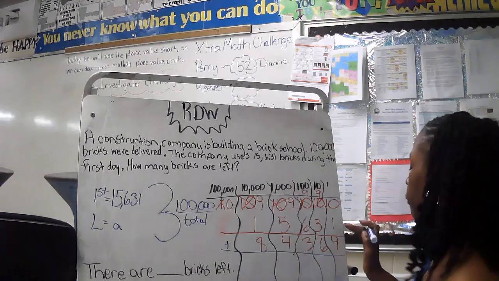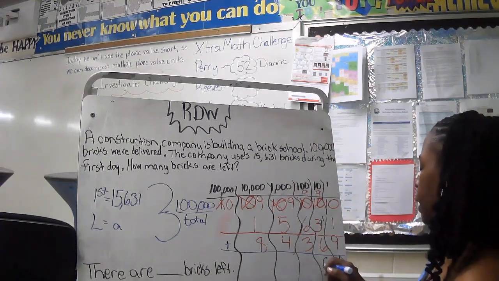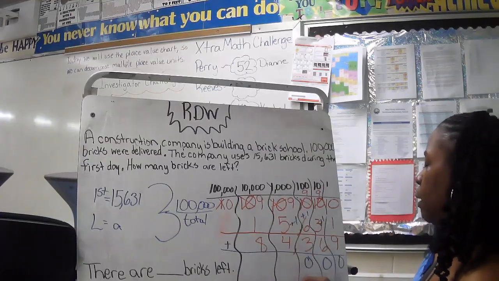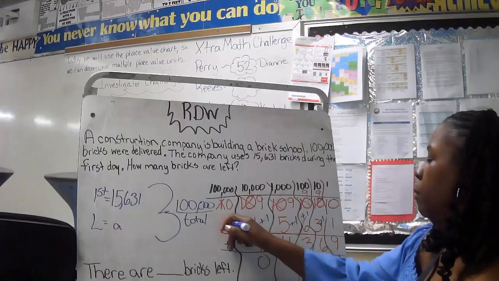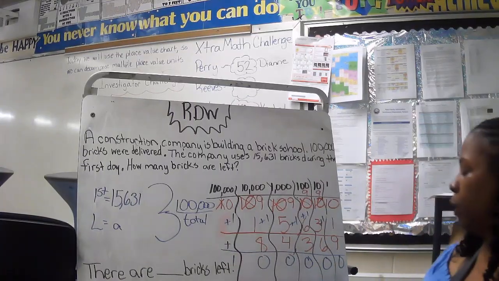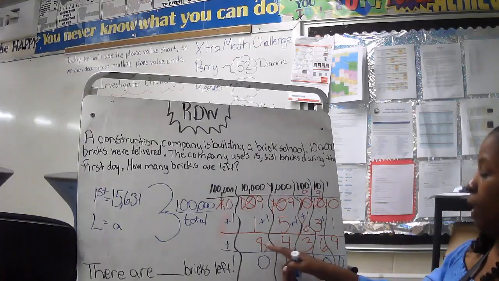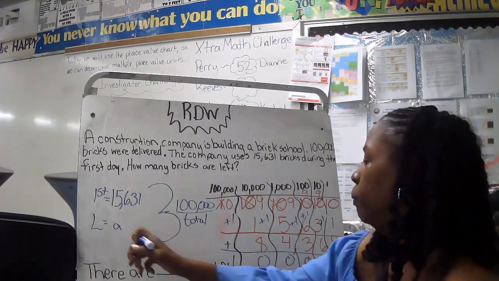9 plus 1 is 10. 4 plus 6 is 10. 7 plus 3 is 10. 6 plus 4 is 10. 8 plus 2 is 10. And 1. So we have 100,000. So that lets us know that 84,369 is our unknown. So I'm going to put it right over here.